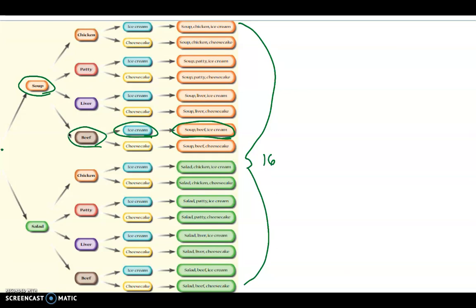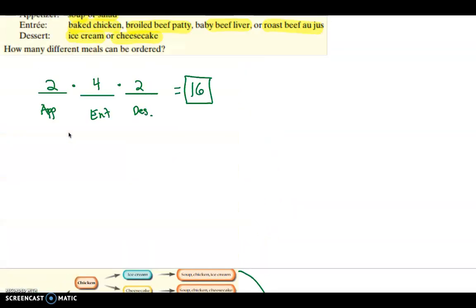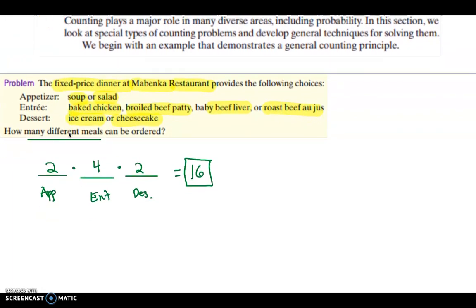Now, the nice thing is, notice that 16 is the same thing as 2 times 4 times 2. And that's how you would determine the number of outcomes without having to draw this gargantuan picture. You simply take the number in each section, so appetizer, entree, dessert. You count how many are in each section, you multiply them together, and that tells you how many different, in this case, how many different meals you can have. So that's one principle of counting, the multiplication rule.